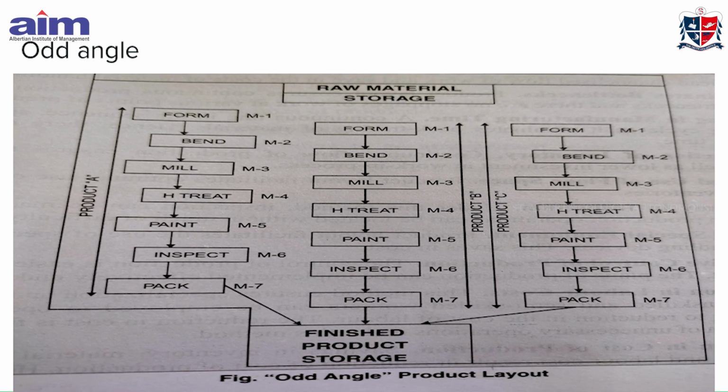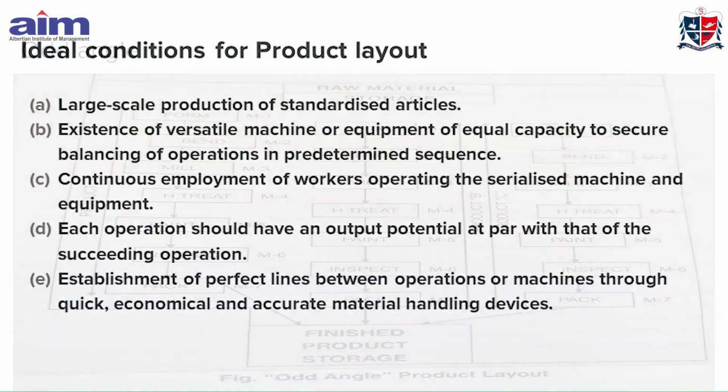Then you also have an odd angle. Odd angle means that because you do not have a specific layout and you are not very sure how to create it, you can have an odd angle layout. So this is something known as an odd angle. This is also part of a line layout.